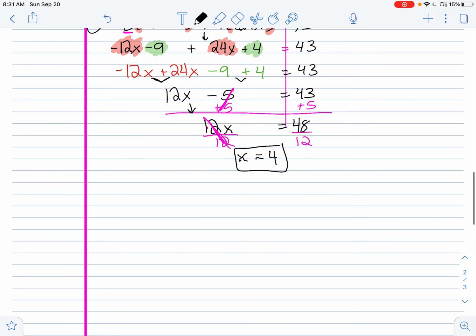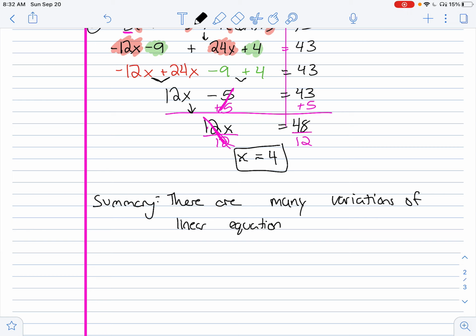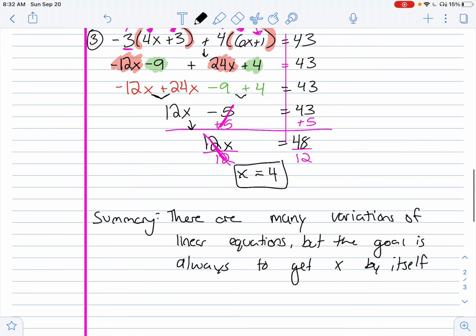So our summary for today is that there are many variations of linear equations, but the goal is always to get x by itself.